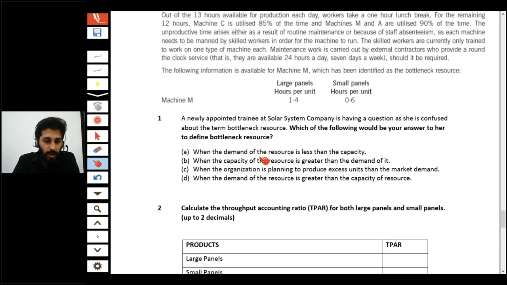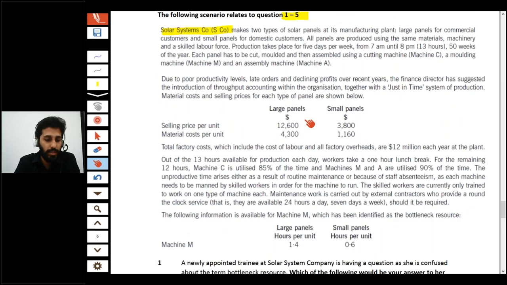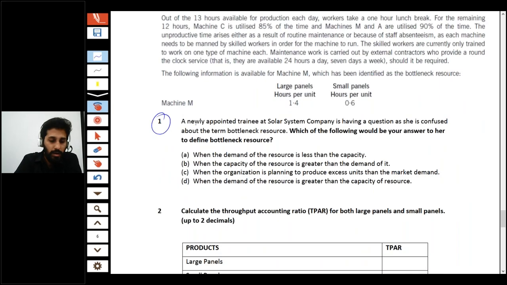Now, this is the question, and I am telling you that question number one is not related to the case study specifically. This is a simple thing. A newly appointed trainee at Solar System is confused about the term bottleneck. Which of the following would be your answer to her to define the bottleneck? Which resource is a bottleneck?